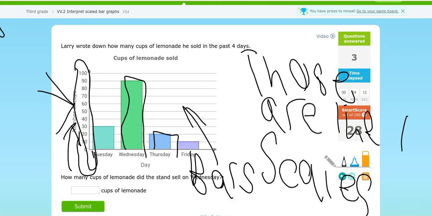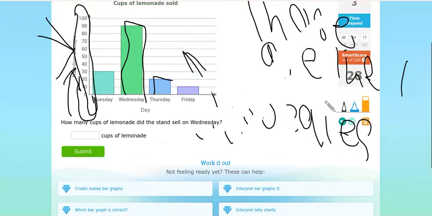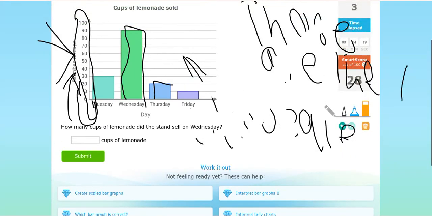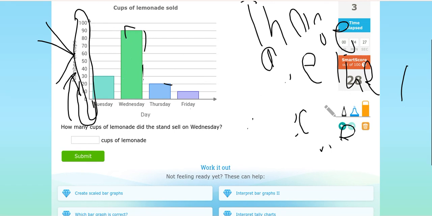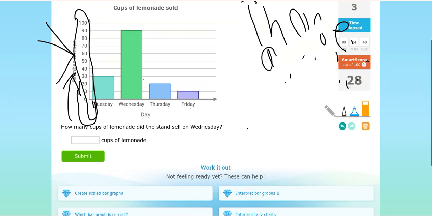So hopefully you understand that, because some second graders, third graders, fourth graders, or whatever think that this is very hard, but this is not that hard. Scale bar graphs are the easiest things ever. So we're gonna erase all of this.